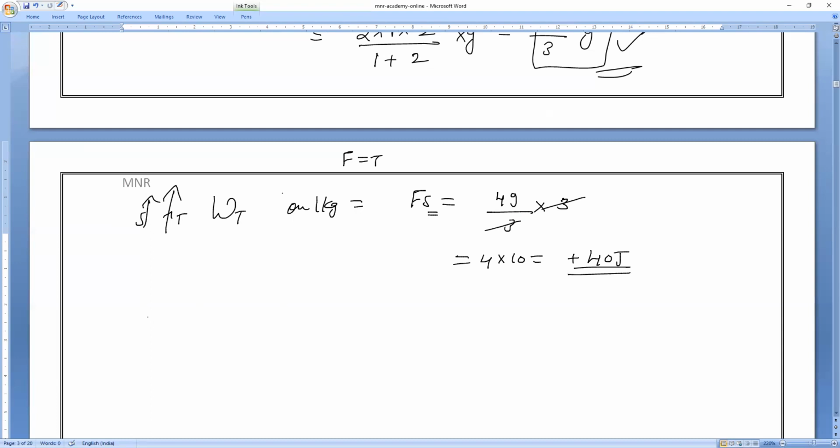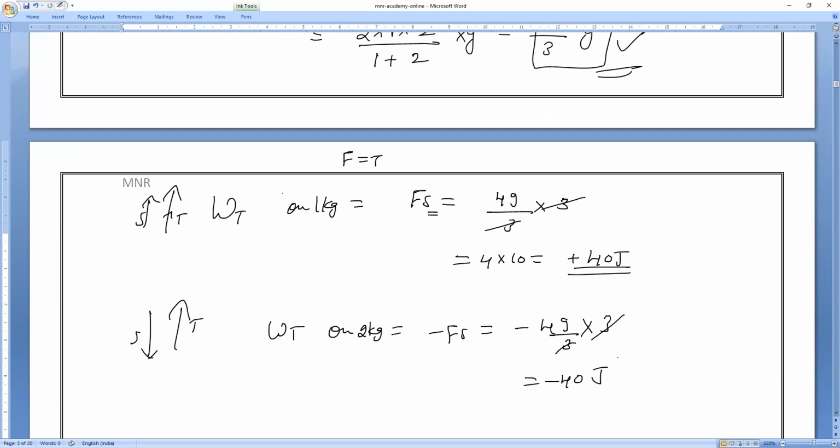Next, for the second body, displacement is down, tension is up. So work done by tension on the 2 kg mass is negative work done. So minus 4g/3 into displacement 3, the 3 will get cancelled. Minus 40 joules. So have you all understood, everybody? Yes, sir.